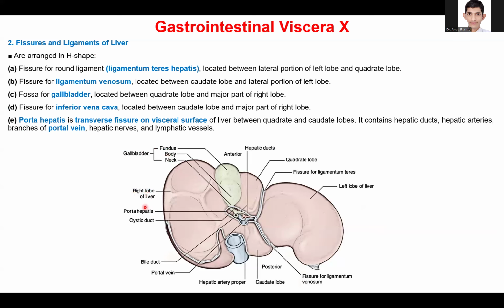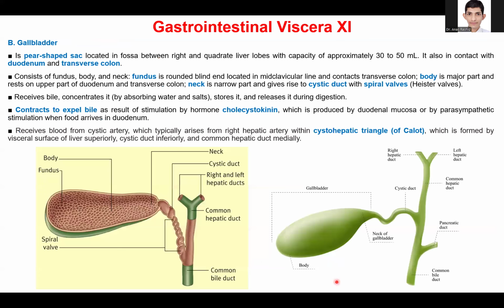Then right lobe of liver, porta hepatis, cystic duct from the gallbladder, bile duct, portal vein, hepatic artery proper, caudate lobe of the liver, posterior side, and the anterior side is here, hepatic ducts, caudate lobe, fissure for ligamentum teres, left lobe of liver, as well as fissure for ligamentum venosum.